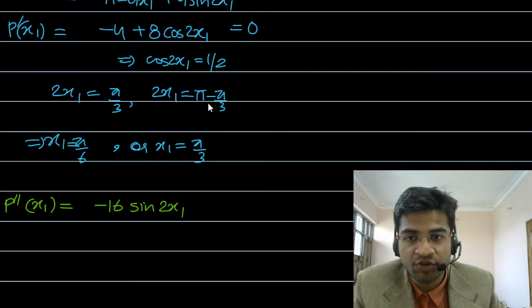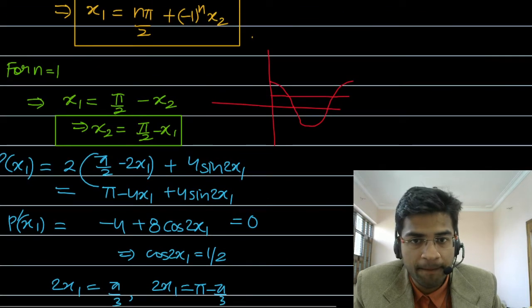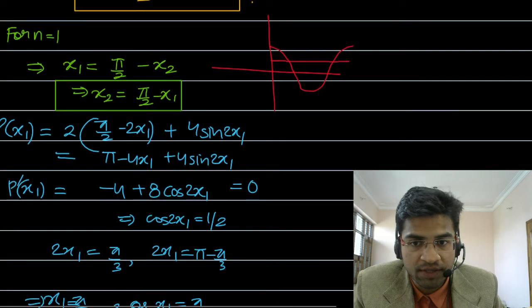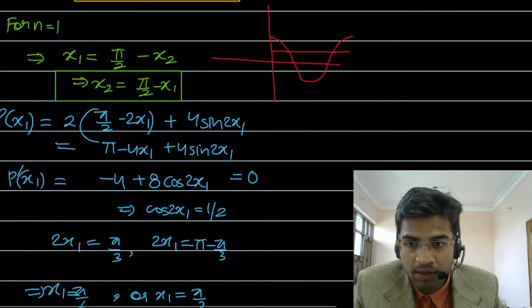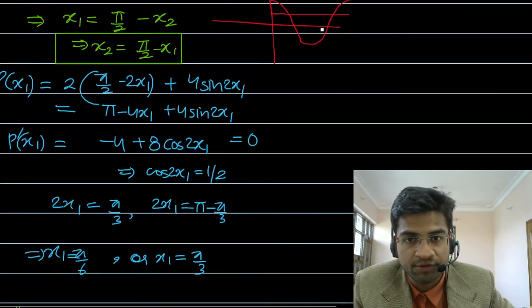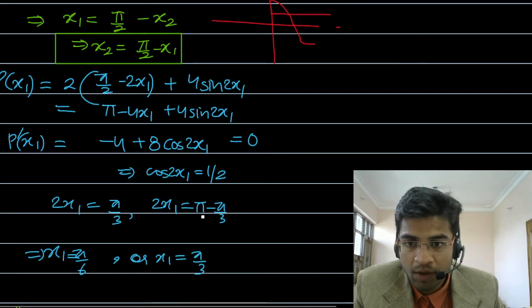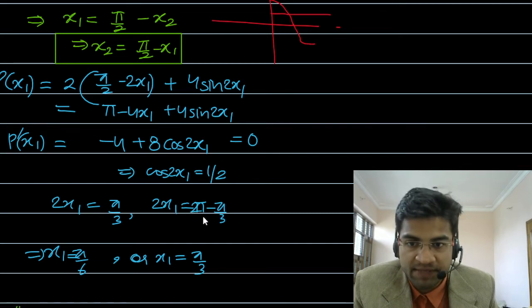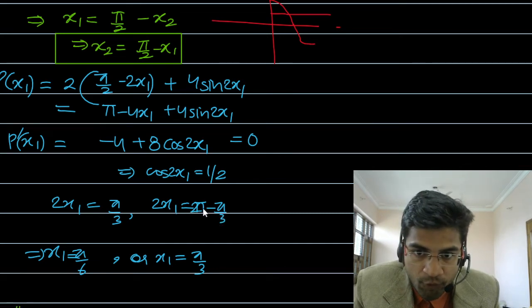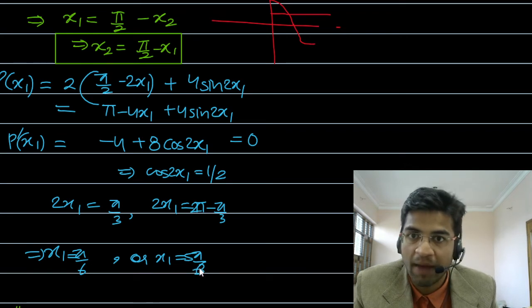It should not be 2x1 is equal to pi minus pi by 3. I am making a mistake over here, I'm sorry. It should be 2 pi minus pi by 3. 2x1 should be equal to 2 pi minus pi by 3, and from this we will get 5 pi by 3, and divided by 2, 5 pi by 6.